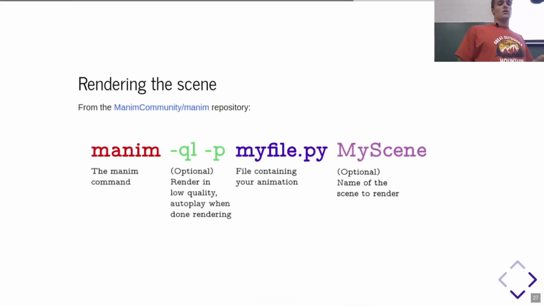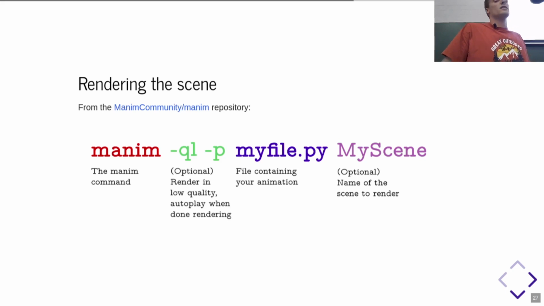The next part is, as I said previously, to render the scene. And the rendering is very easy to perform. You actually call the tool in the command line. So Manim is the name of the tool. Then you have optional flags, which are not mandatory, as optional suggests. Then you have the name of the file containing the scene.